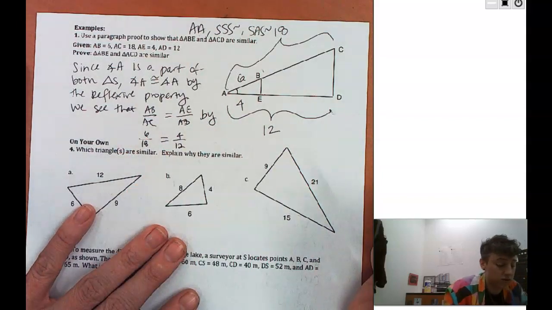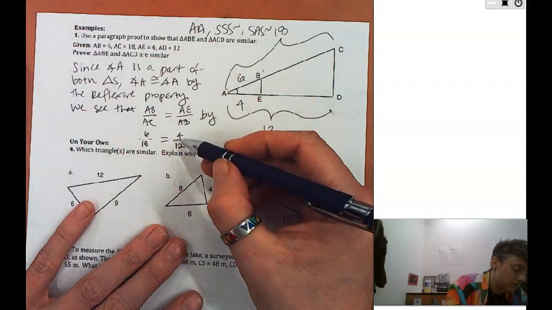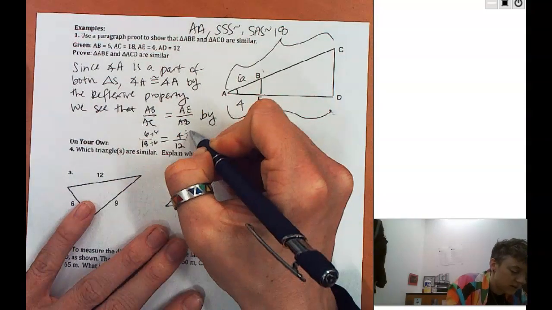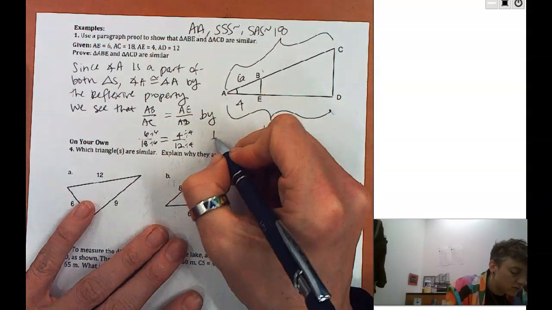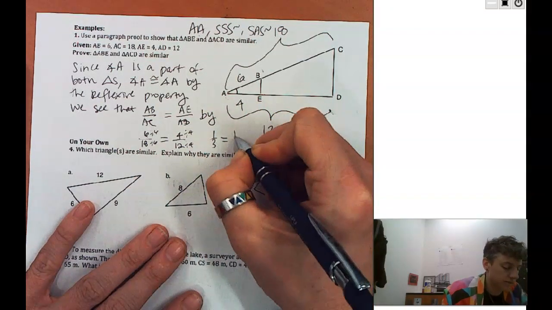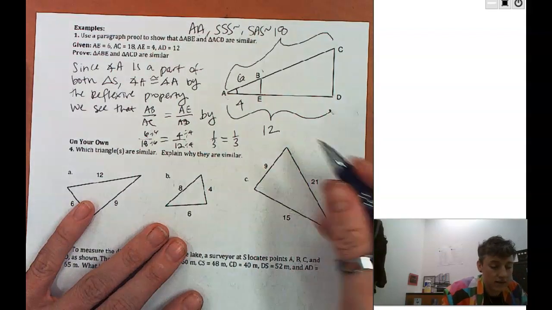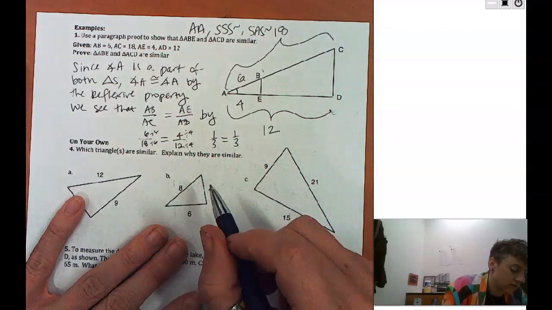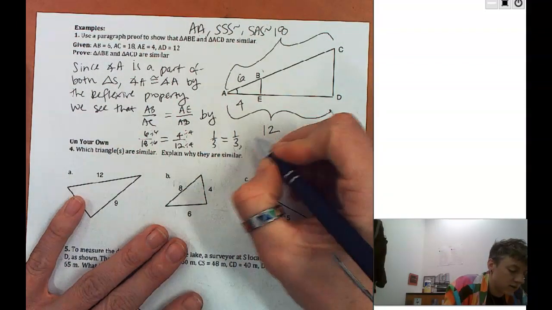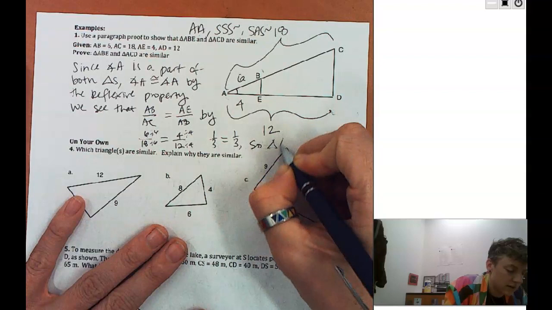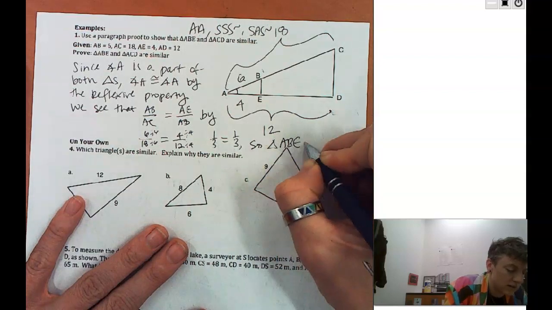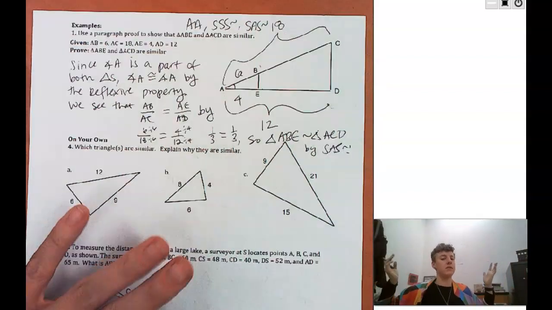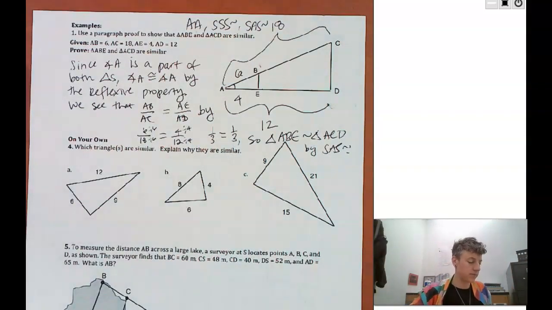We should reduce each of these. Divide by 6, divide by 6, divide by 4, divide by 4, and we get 1/3 equals 1/3. So yes, you can show some equations in your paragraph proof. So triangle ABE is similar to triangle ACD by side angle side similarity. Great. Cool.